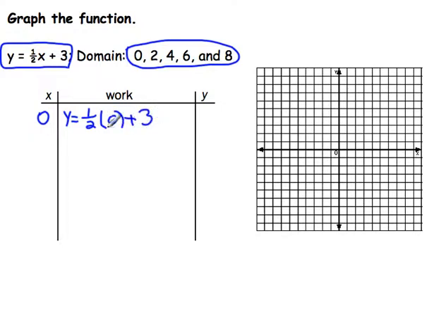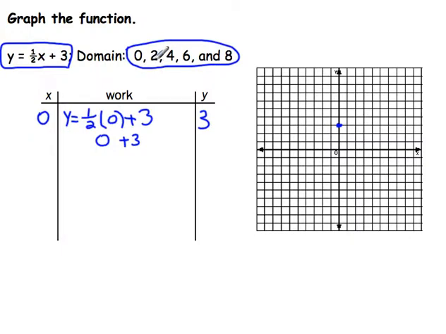Now you can do a lot of this work in your head. If you need to work it out further, you can go ahead and write it down. 1/2 times 0 is 0 plus 3. 0 plus 3 is 3. So that is one of the points. Okay, so I'm going to go to the point (0, 3). And that is one of the points, one of the ordered pairs for this function.